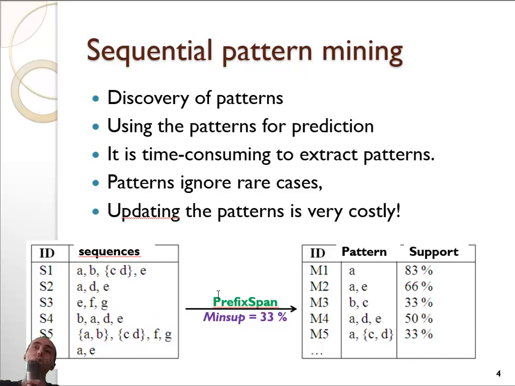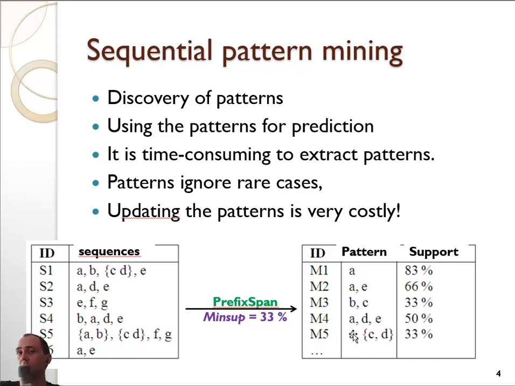And we can use some algorithm like PrefixSpan to find all the subsequences that appear many times in these sequences. So if we set a parameter we call the minimum frequency or support to 33%, we want to find all the subsequences that appear in at least 33% of our training sequences on the left.